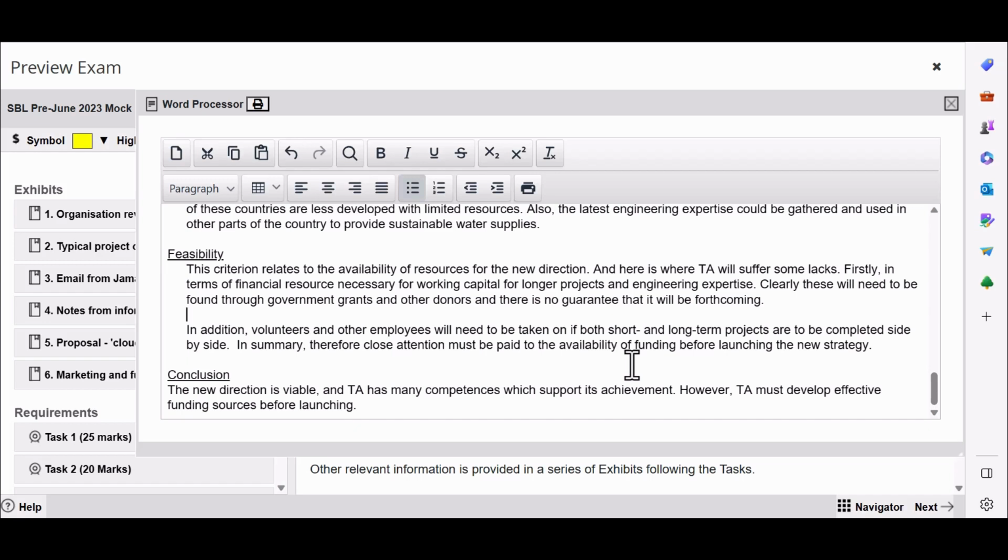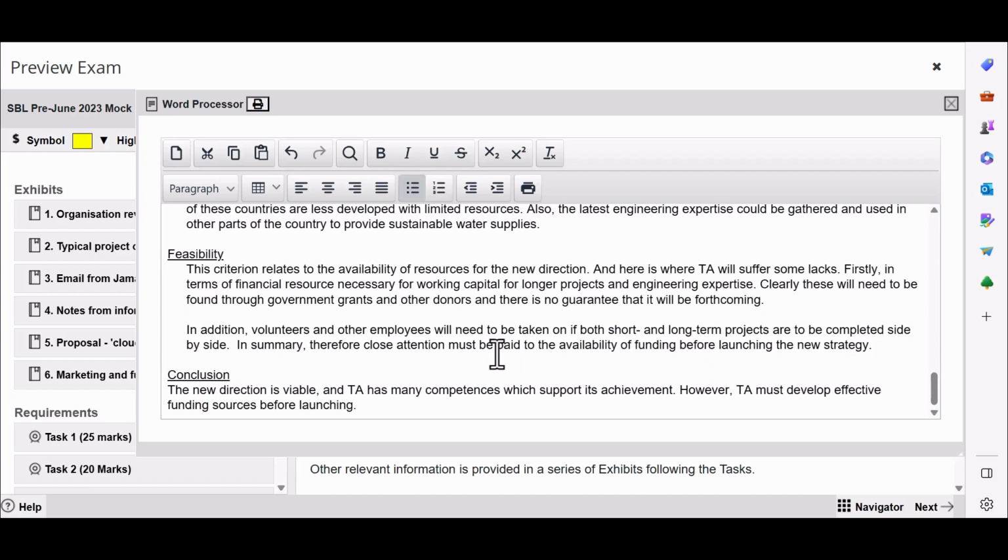And then we have the conclusion. The conclusion doesn't have to be anything deep and clever and meaningful. Just have one and keep it short. So my conclusion: new direction is viable. TA has many competencies which support its achievement. However, TA must develop effective funding sources before launching. Okay, keep it simple, keep it short. It doesn't matter what you say. If you were to say the new direction is not viable, that's fine, as long as you've justified that in your report, you will get the marks. And that is how you would answer task 1.